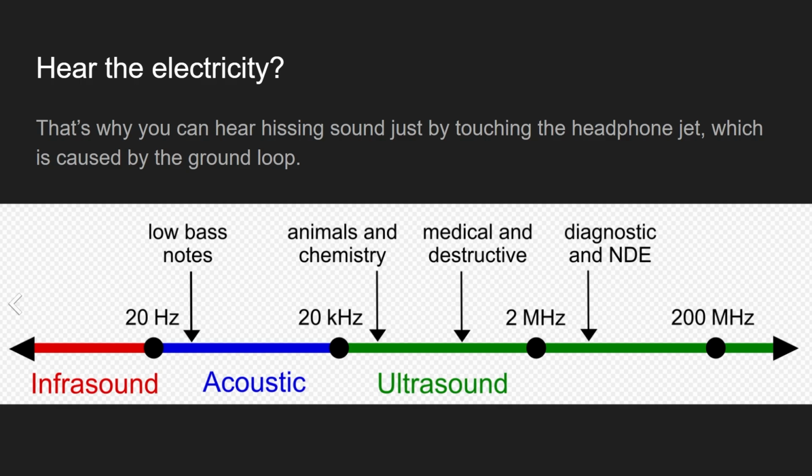So if you go to another country and you touch your headphone jack, you can hear a higher voice, a higher pitch. This is because they use a higher frequency. They use 60 hertz. Actually, there is a YouTube video about how you can hear the sound of electricity, a 50 hertz sound and a 60 hertz sound, by just touching the headphone jack.